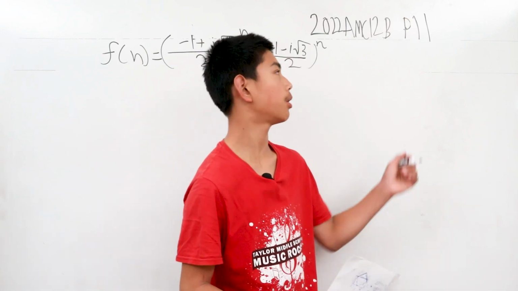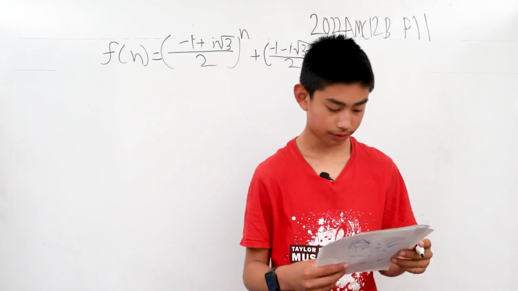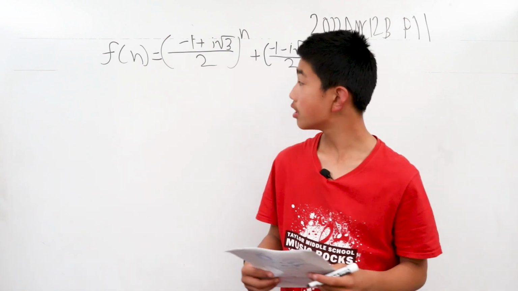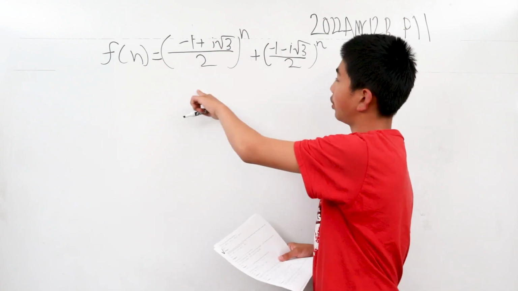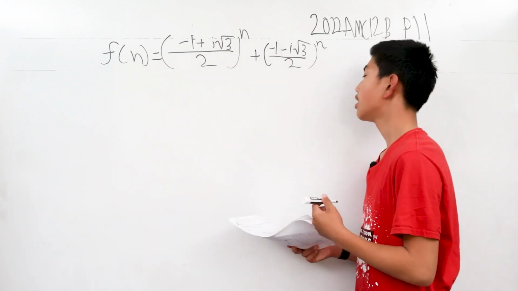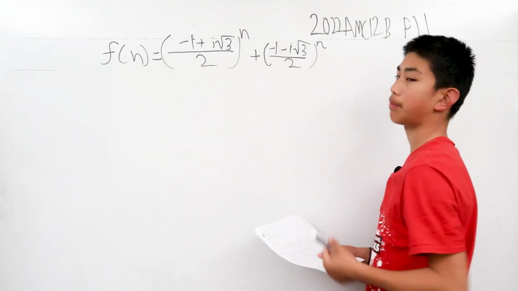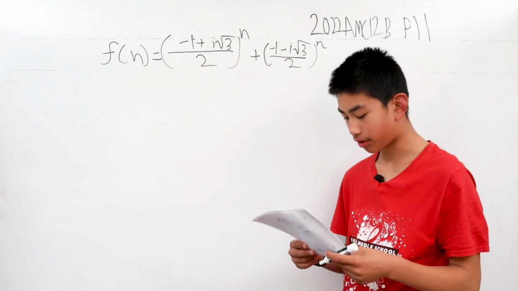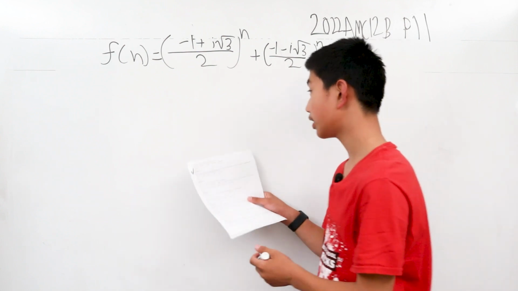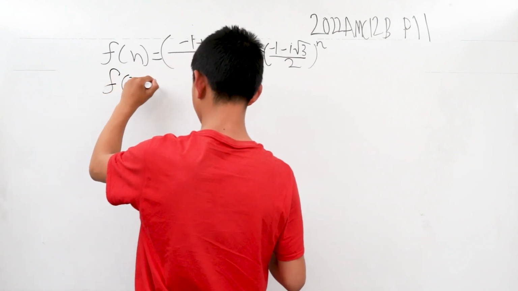We're solving problem 11 from the AMC 12B from 2022. Let f of n equal ((-1 + i√3)/2) to the power of n plus ((-1 - i√3)/2) to the power of n, where i is the square root of -1. We want to find the value of f of 2022.